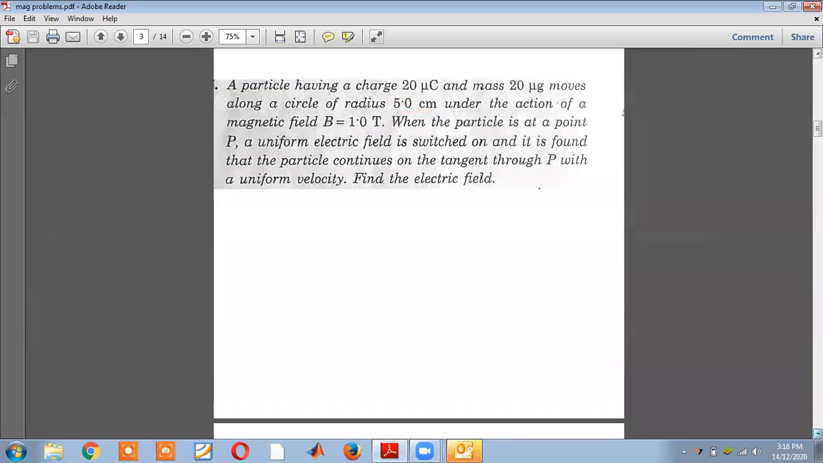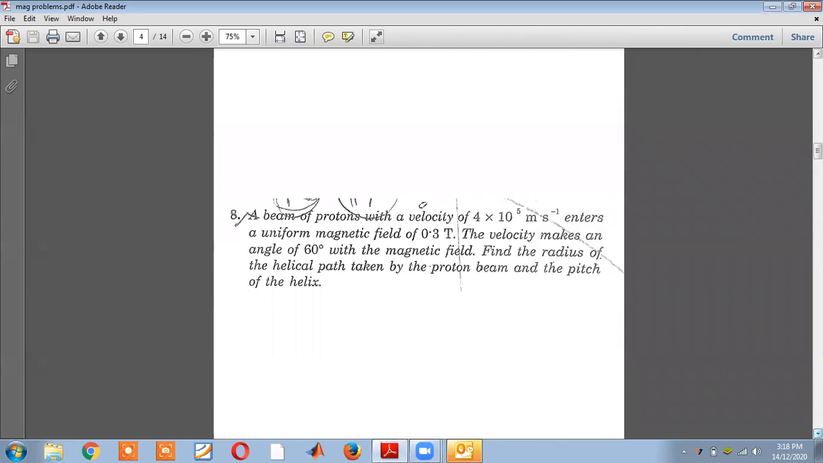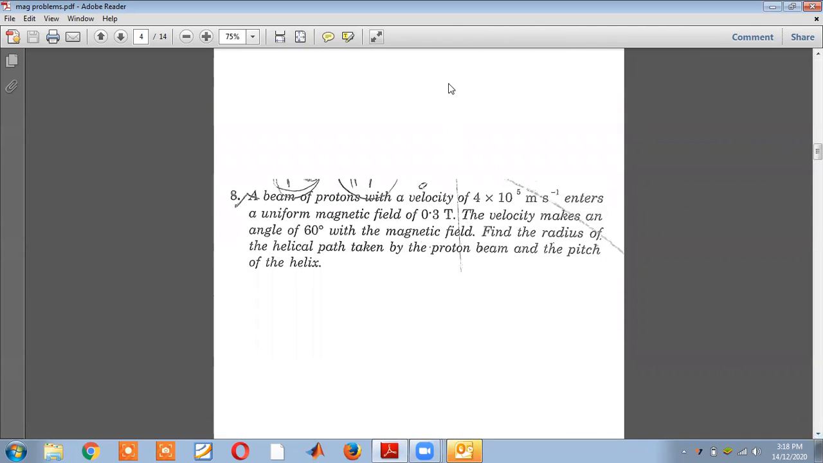Moving on to next problem. A beam of protons, which will move with a velocity of 4 × 10^5 meter per second, enters a uniform magnetic field of 0.3 Tesla. The velocity makes an angle of 60 degrees with the magnetic field. So find the radius of the helical path taken by the proton beam and the pitch of the helix.